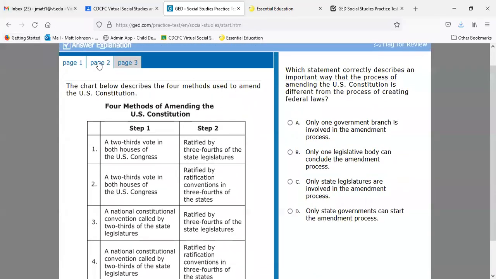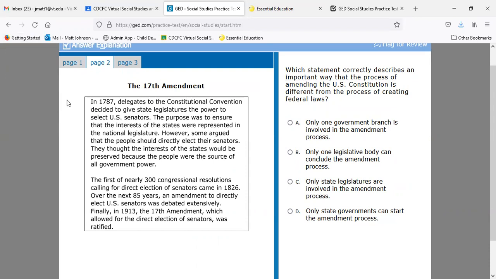Okay, so let's look at page 2. So this is very much like what your GED test will look like. Page 2, in 1787, delegates to the Constitutional Convention decided to give state legislatures the power to select U.S. senators. The purpose was to ensure that the interests of the states were represented in the national legislature. However, some argued that the people should directly elect their senators. They thought the interest of the states would be preserved because the people were the source of all government power.